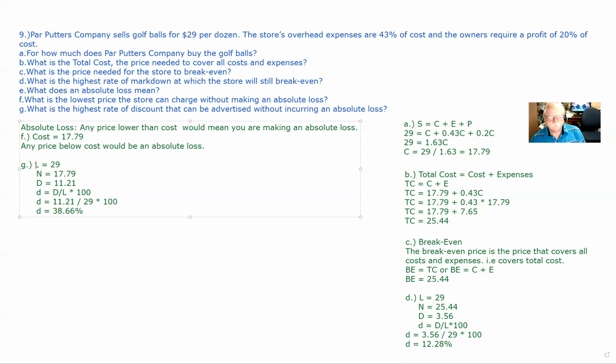So the big point to this question is that you make sure you understand the break-even price is cost plus expenses, and the concept of an absolute loss is any price below cost. So they'll always phrase it as what's the lowest price they can charge without making an absolute loss.